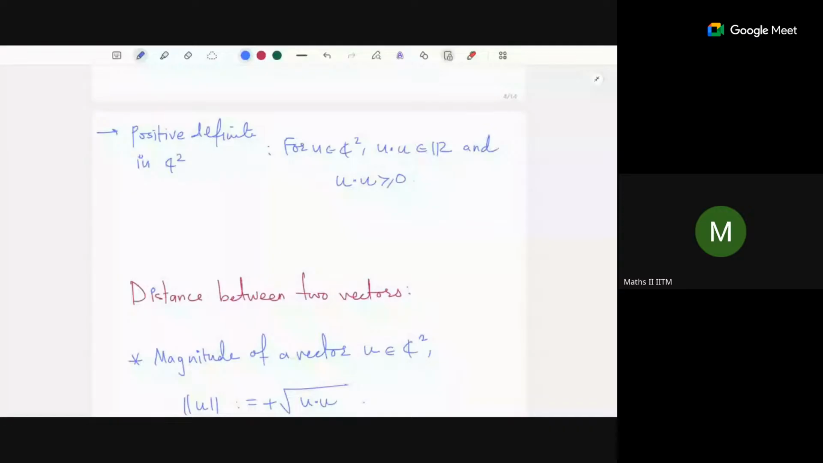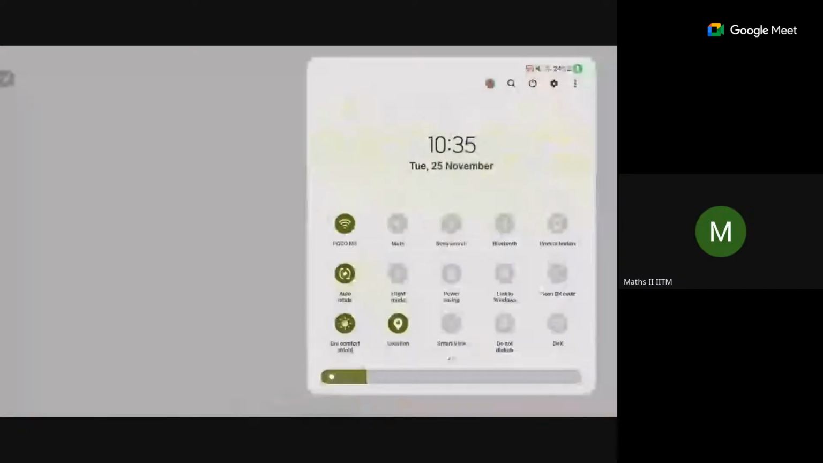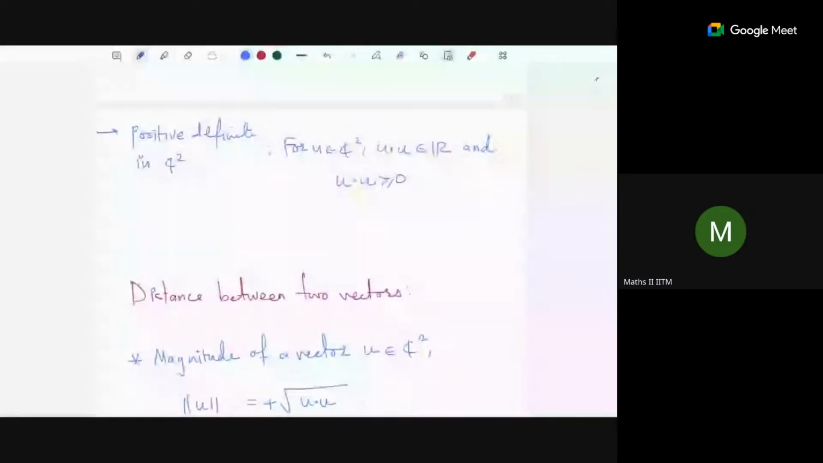So this positive definiteness allows you to do that, and how do we see that? If you take any vector in C2, the complex dot product u dot u will lie inside R. This will always be true. Moreover, this has to be a positive quantity.